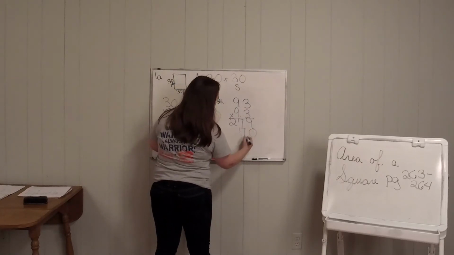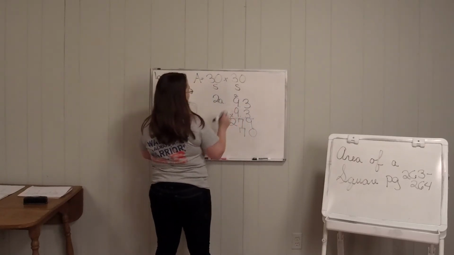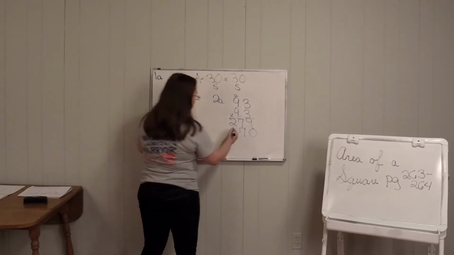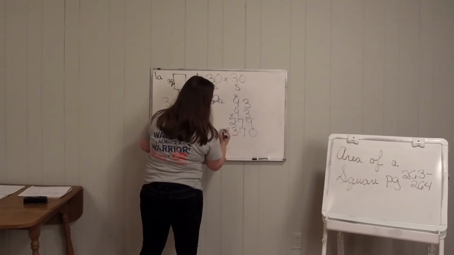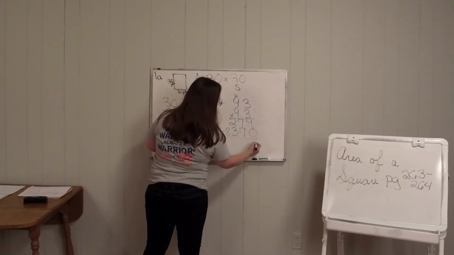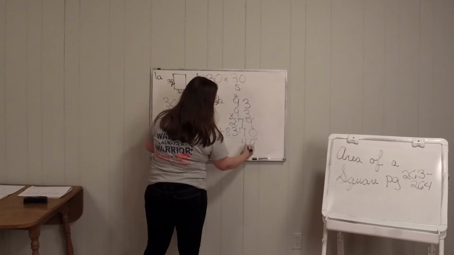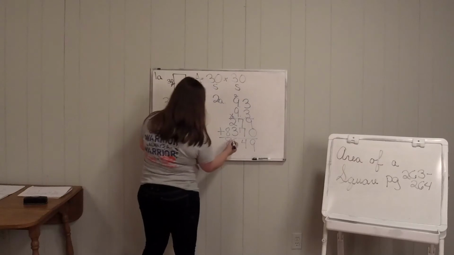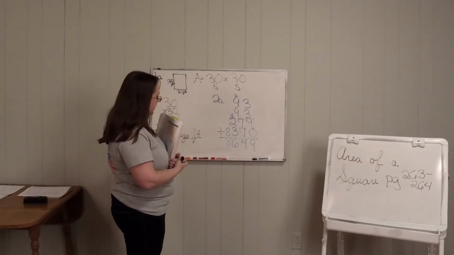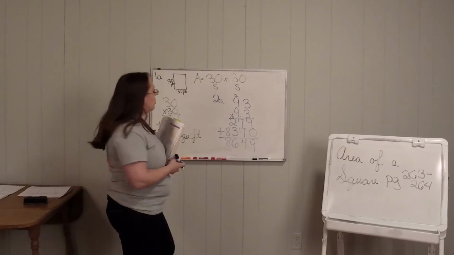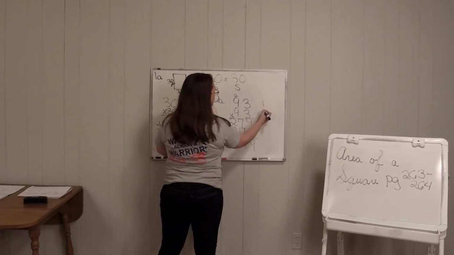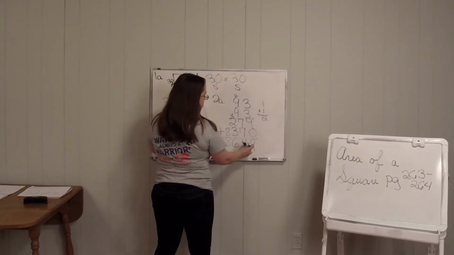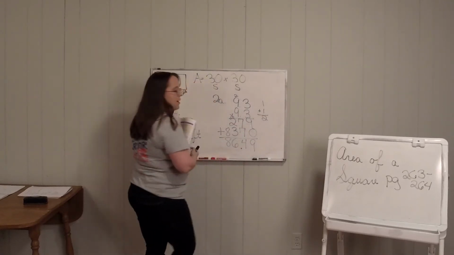9 times 3 is 27. 9 times 9 is 81. That makes it 83 when you add the 2. Bring down my 9. 7 plus 7 is 14. 2 plus 3 is 5. Plus 1 more is 6. Now, where is my decimal going to go? Well, they each have one number behind the decimal. So I'm going to have 2 numbers behind my decimal.